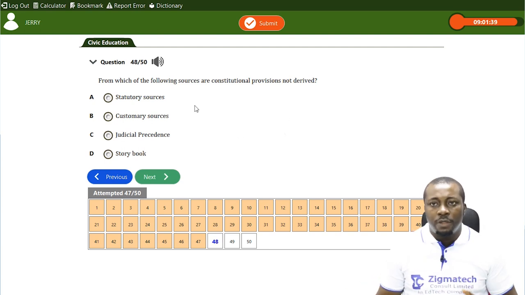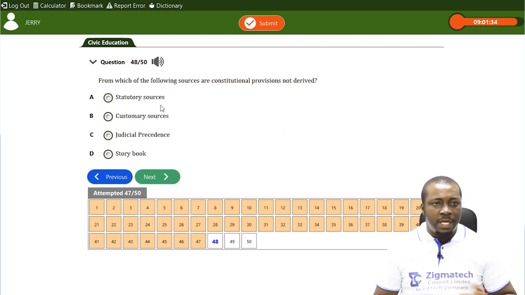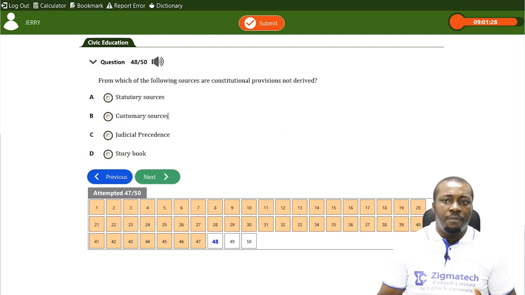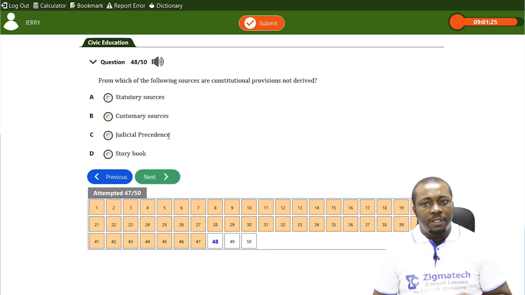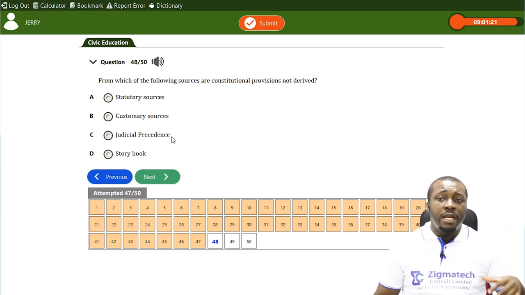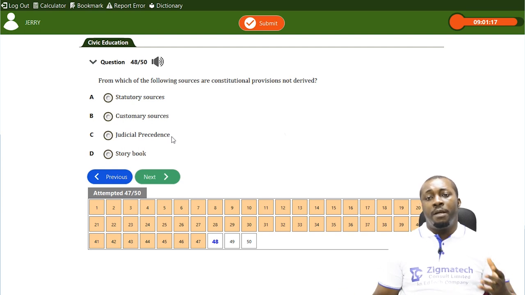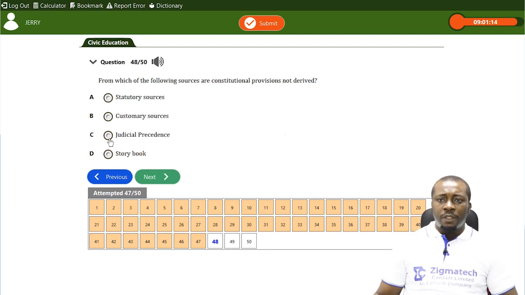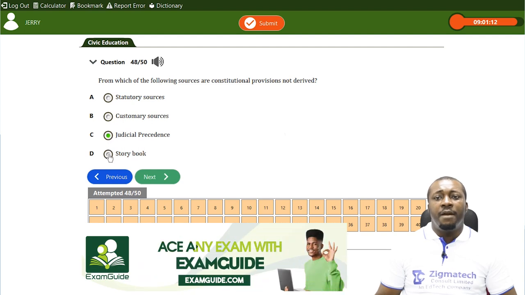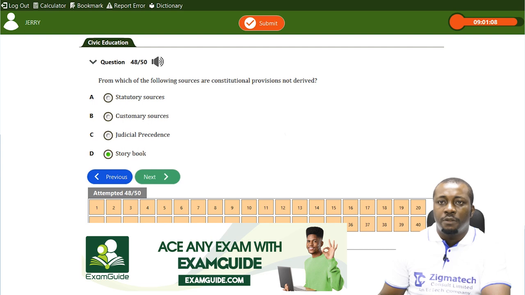Now, which one is not? A, statutory sources, that is statute, act of parliament, they can get it from laws made by the legislature. Customary sources, customs of the people can form part of the provisions. Judicial precedents, which refers to court rulings that are usually followed by any lower court. So they have come to occupy and form that power of law. So judicial precedent is not the answer, but rather storybooks is not part of the provisions of the constitution.